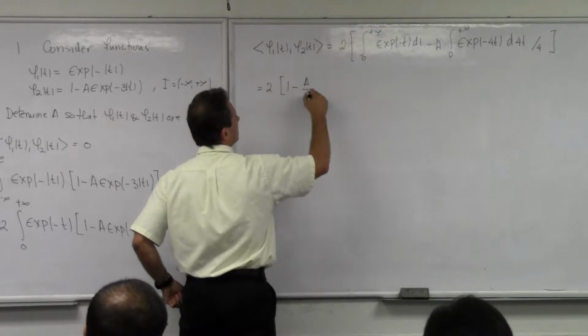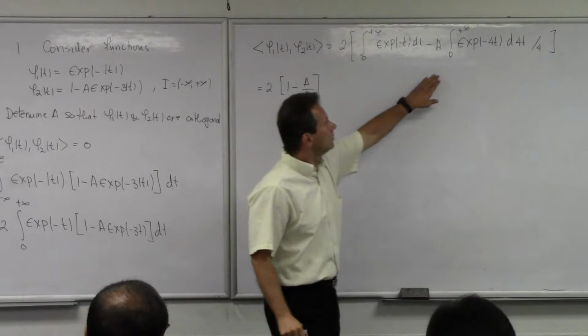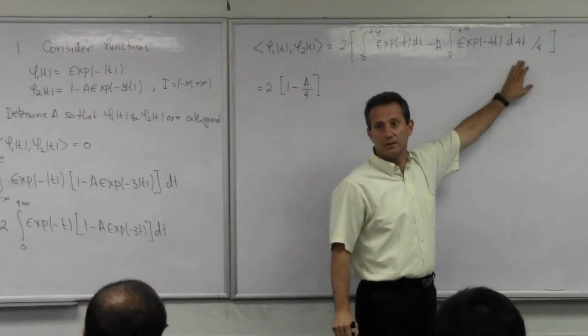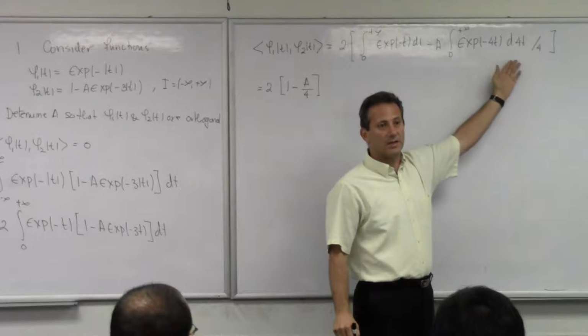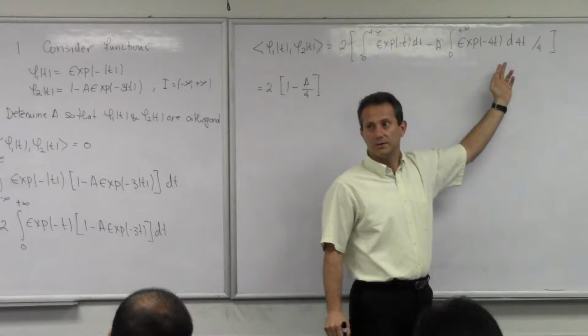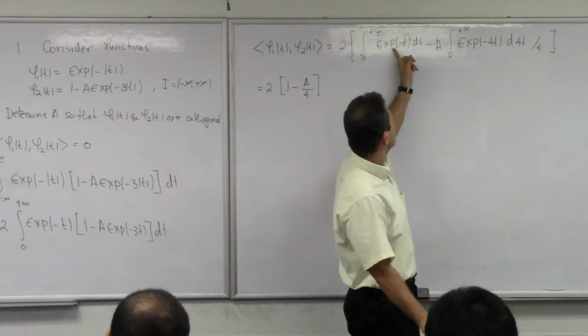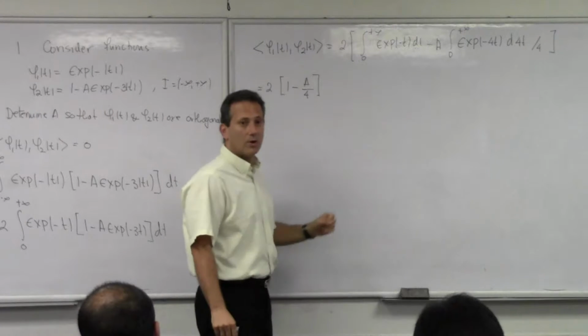What's the value of the second integral? e to the minus 4t d4t. If instead of 4t I put x, that's e to the minus x dx, integral from 0 to plus infinity. That's the same as this. All right, 1. You follow what I'm saying?